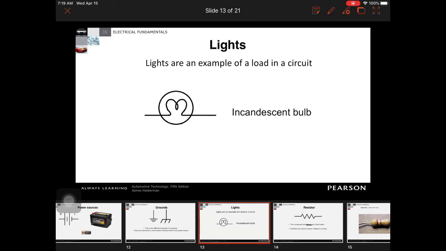There are others for LEDs. I don't think you guys are going to see that for a while, so we're not going to cover that right now.